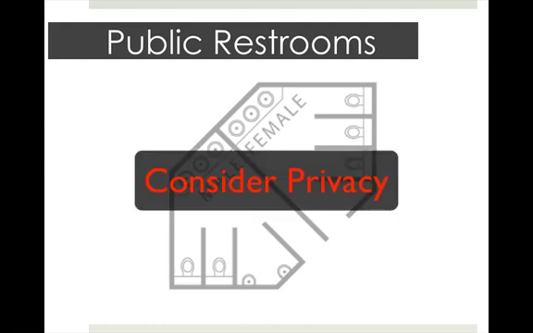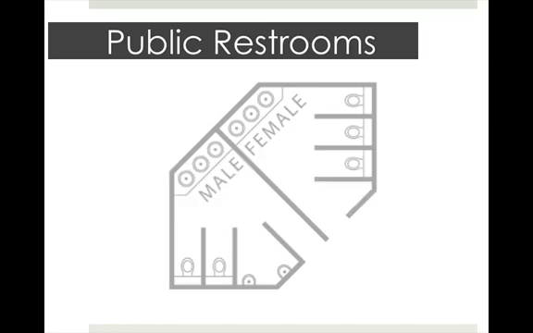Locate the lavatories in public restrooms closer to the doors than the toilets. People want privacy, more privacy when they're using the toilet than they do perhaps when they're using the sink. So when you design them, you want to consider the line of sight. What do you see when you look into the bathroom?